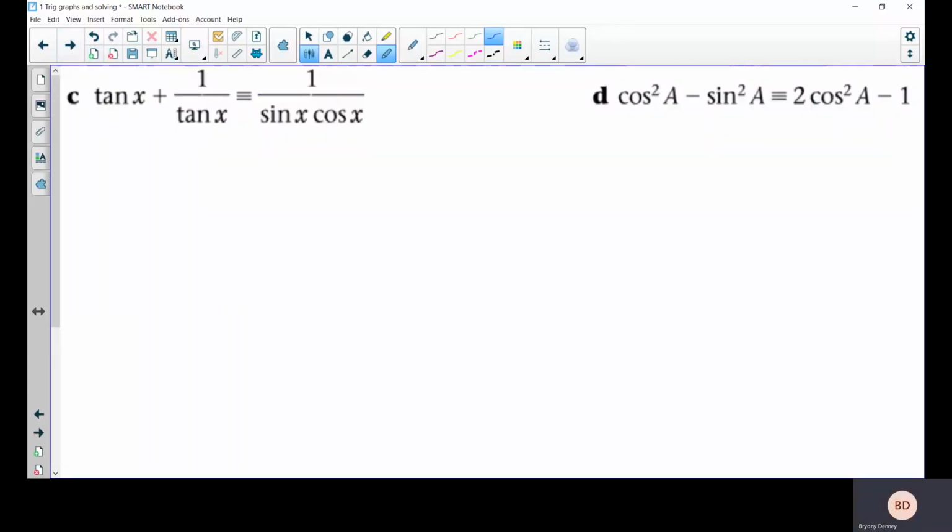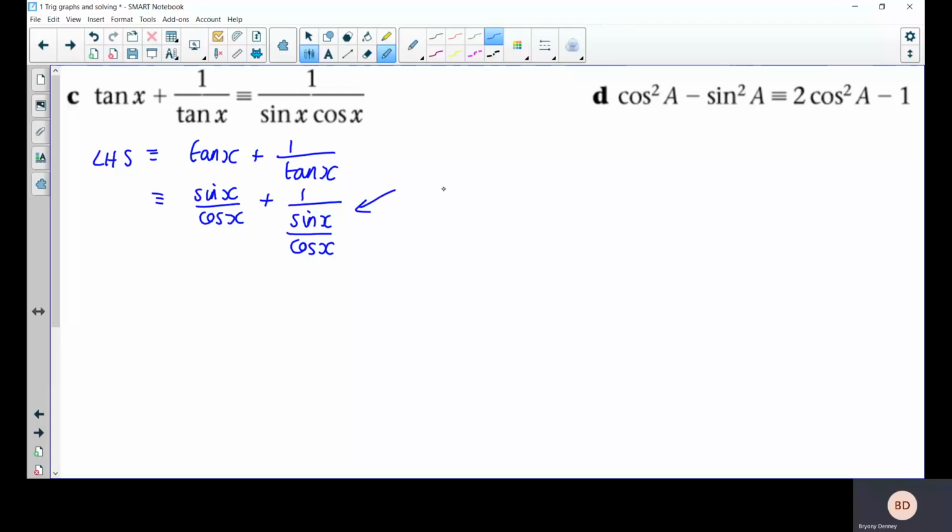Let's go to the next question then. So I've got tan x plus 1 over tan x is identical to 1 over sine x cos x. So I'm going to start with the left-hand side just because I've got two things there. I'm going to change the tan x to sine x over cos x using that identity. I'm going to do it to both. So there and also here. Now we saw this going through the examples.